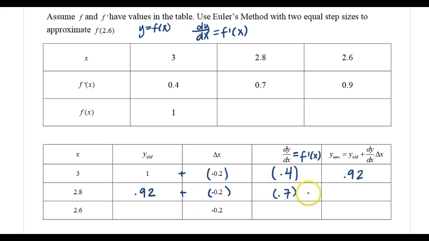And if I perform the operations in the second row, I'm going to get 0.78. And then finally, I'm going to have 0.78 plus negative 0.2 times my final slope, which is f prime of 2.6. So that is 0.9. And performing the last set of operations, I'm going to end up with 0.6. So 6/10 is the approximation for f of 2.6. So f of 2.6 is approximately 0.6.